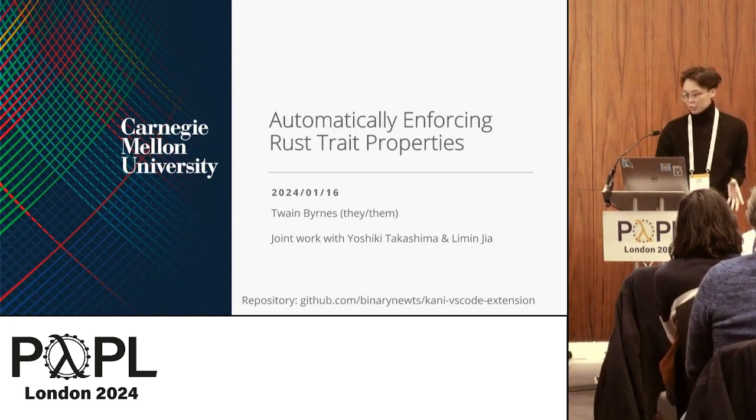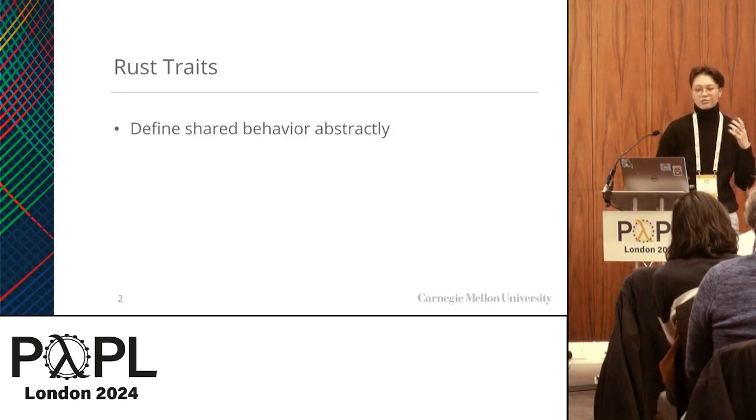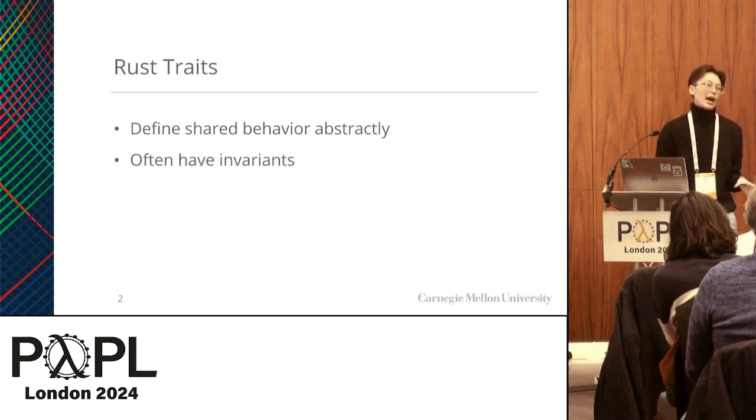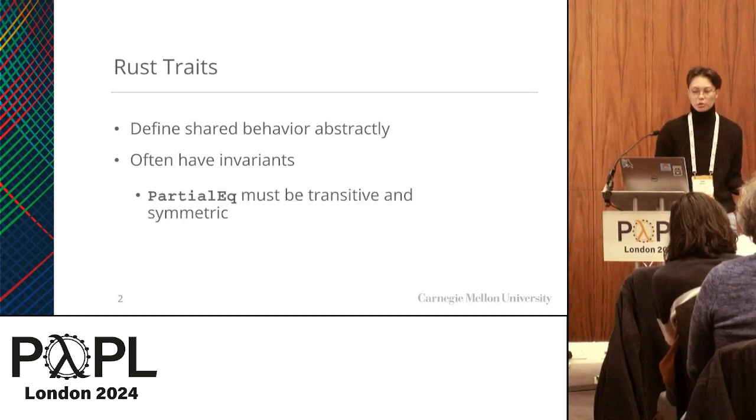So the first question you might have is, what are Rust traits? These help define shared behavior abstractly. If you've ever programmed in Java, they're very similar to interfaces. And Rust traits often have invariants. These are things that aren't checked by the Rust type checker, but still need to be true in order for the Rust trait to be valid. For example, partial equality needs to be both transitive and symmetric. Just things that you would expect of a partial equality relation.